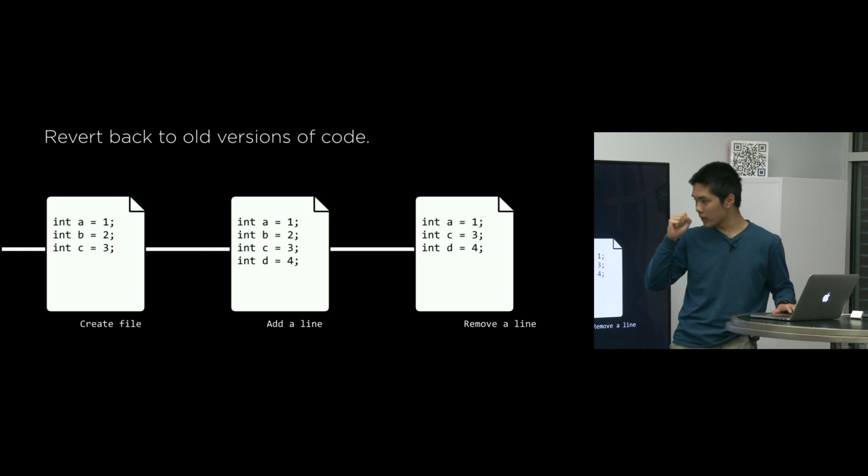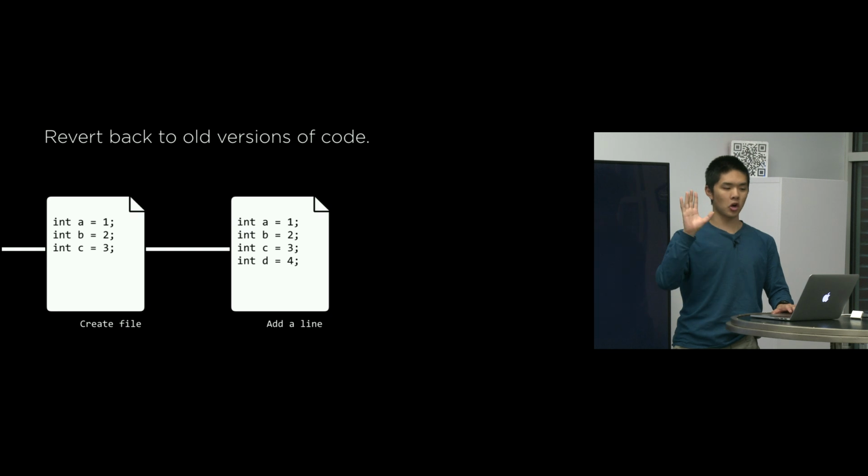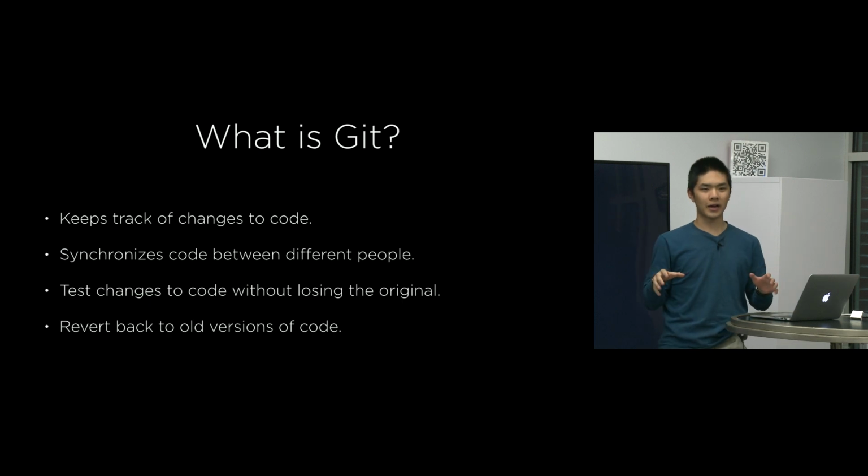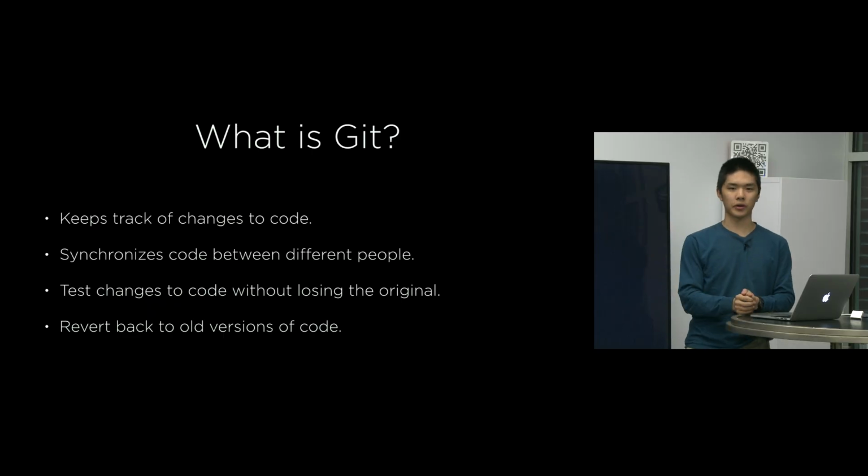As long as you know which version you want to go back to, you can just go back to that old version and start over from wherever you were previously. So that's an overview of what Git is and the things that Git can do for you if you leverage its functionality well. And now we'll begin to go into the actual commands that you would need to type in order to make all of this work.